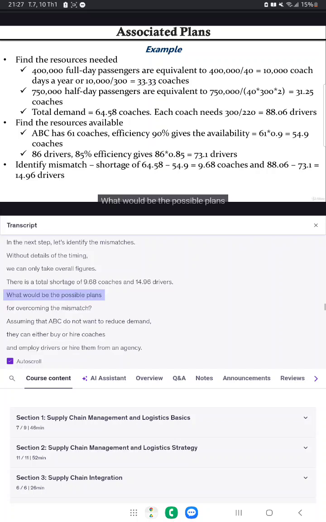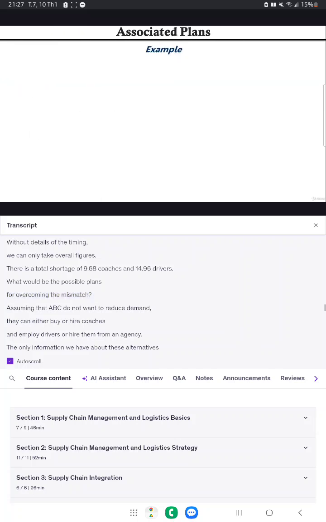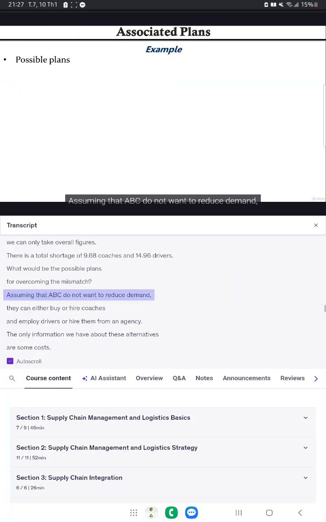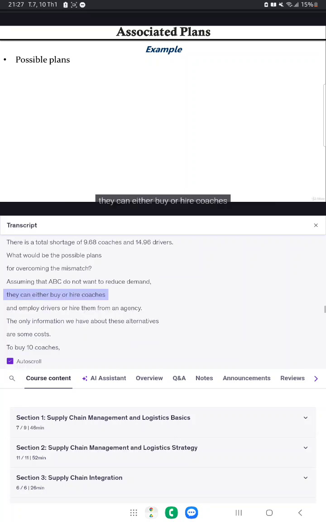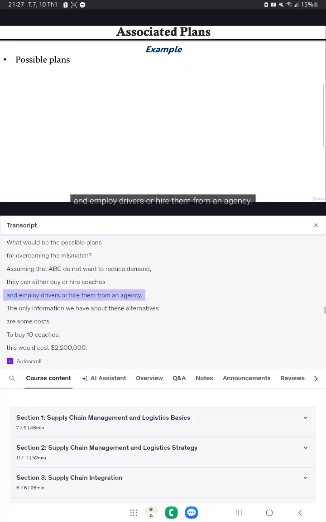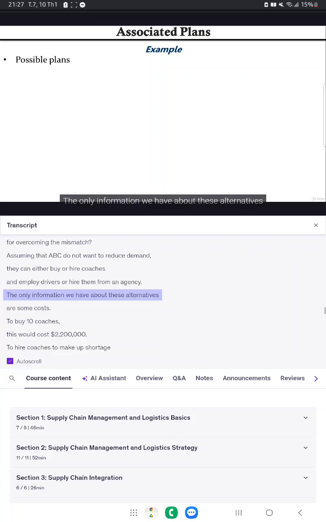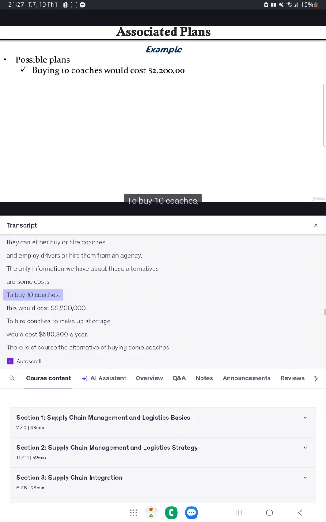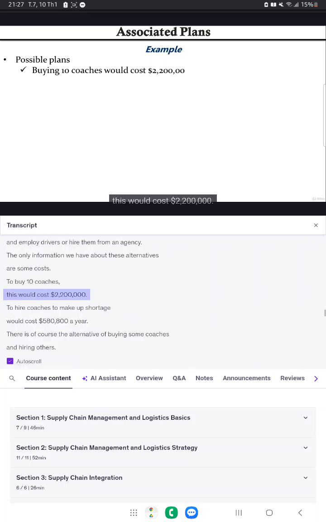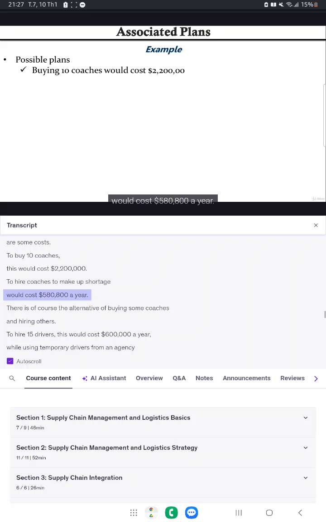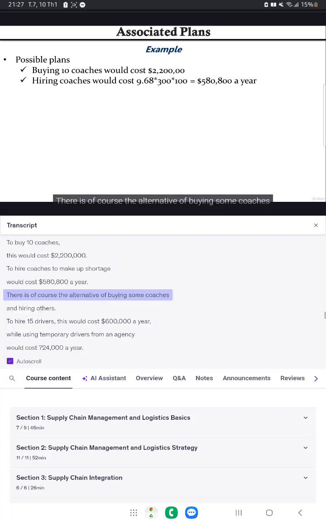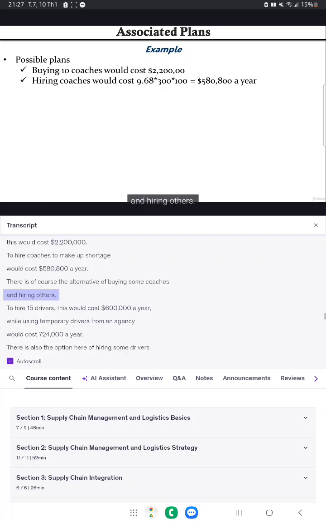What would be the possible plans for overcoming the mismatch? Assuming that the ABC do not want to reduce demand, they can either buy or hire coaches and employ drivers or hire them from an agency. The only information we have about these alternatives are some costs. To buy 10 coaches, this would cost $2,200,000. To hire coaches to make up shortage would cost $580,800 a year. There is of course the alternative of buying some coaches and hiring others.